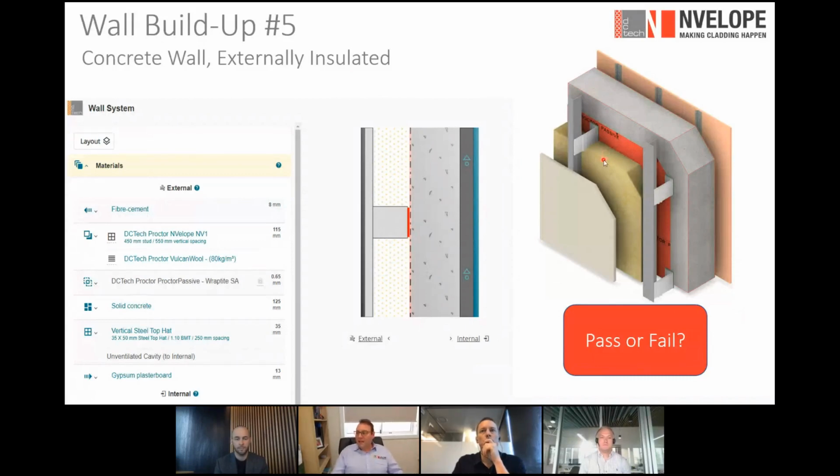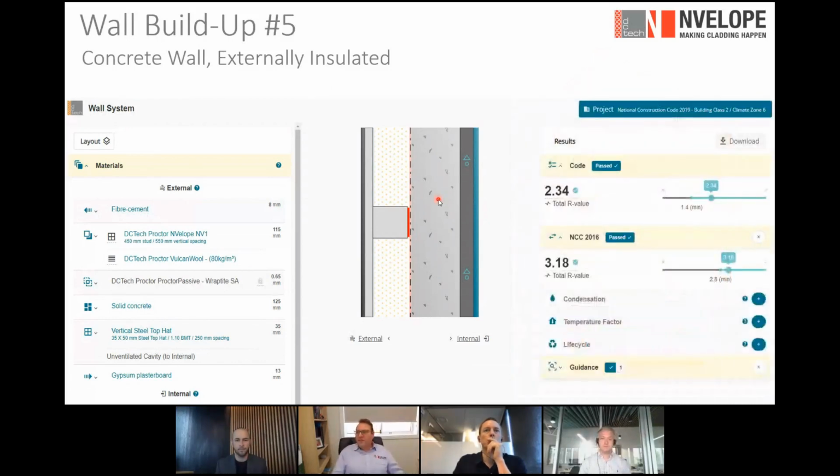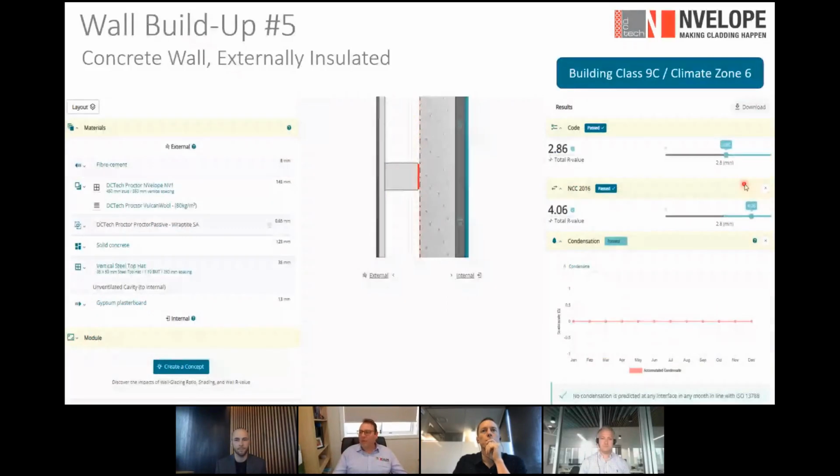We are externally insulating here, and we're putting in our envelope framing that's allowing for this cantilevered framing and a ventilated cavity. With this system, the condensation risk is completely gone. We're getting to the R values that we need. Again, in this case, it was class 2, so we didn't need to go as high as this. However, I'm going to up the ante again and look at it in a class 9C building. And again, by beefing up the insulation slightly, we're right up to 2.86 over the 2.8. And again, by adding more insulation, we're further increasing the performance of that wall.